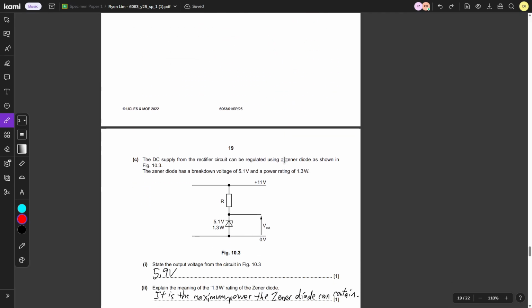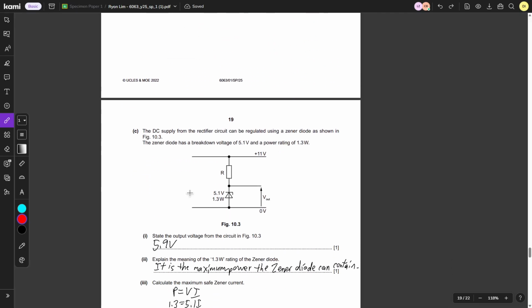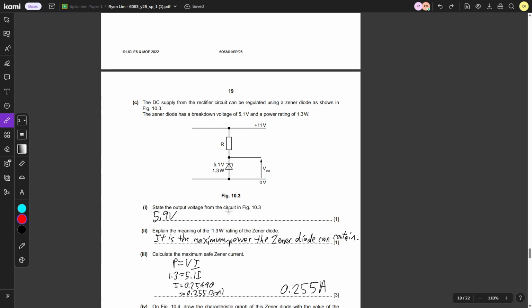DC supply from the rectifier can be regulated using a Zener diode. The Zener diode has a breakdown voltage of 5.1. State the output voltage. No. Your output will be 5.1.